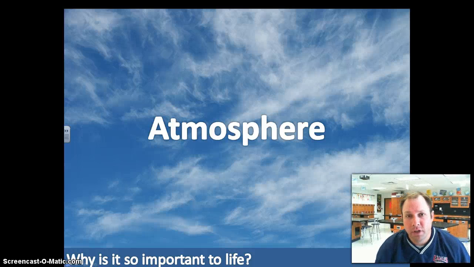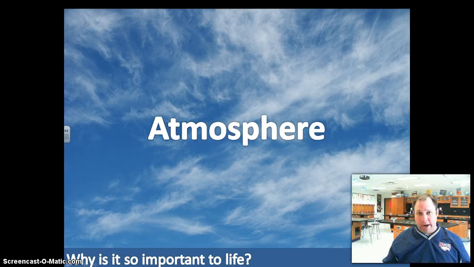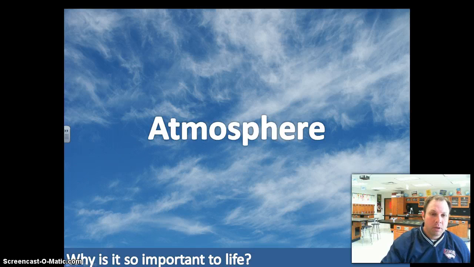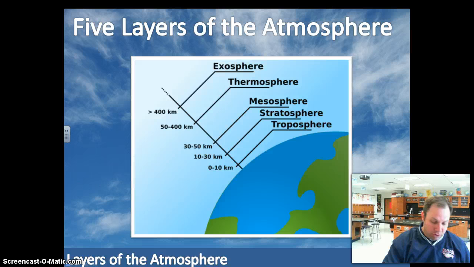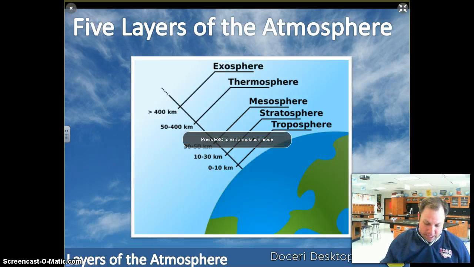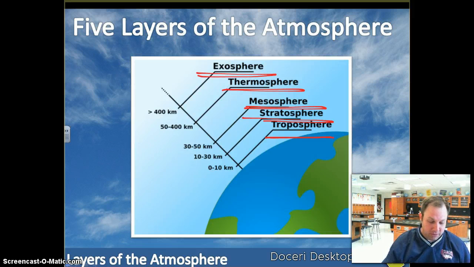Hey guys, in this video we're going to talk about the atmosphere. The atmosphere being the layer of air or layers of air that surround the Earth. The atmosphere is broken down into 5 different layers, and you can see from this diagram the 5 different layers. The layer closest to the Earth is the Troposphere. Next one out, Stratosphere, Mesosphere, Thermosphere, and then the Exosphere.